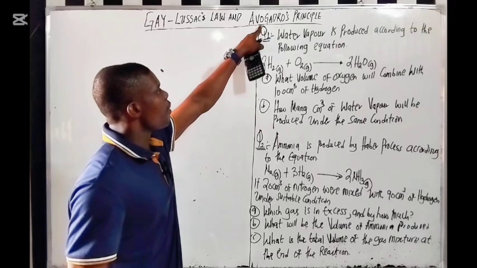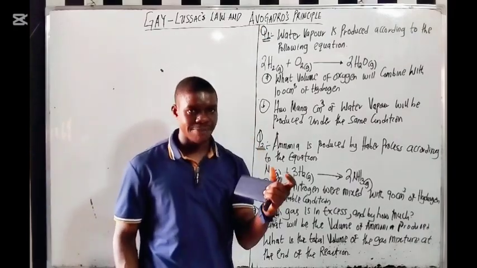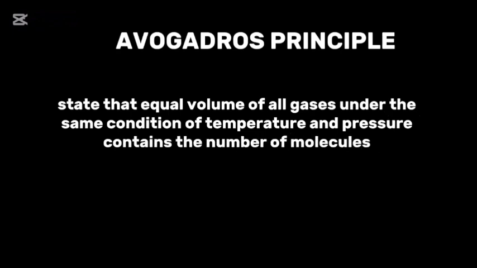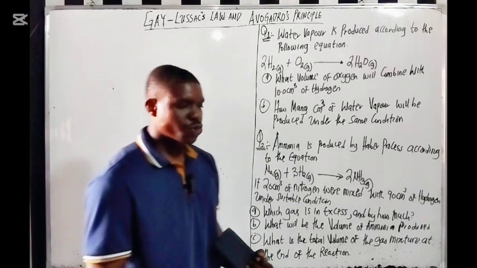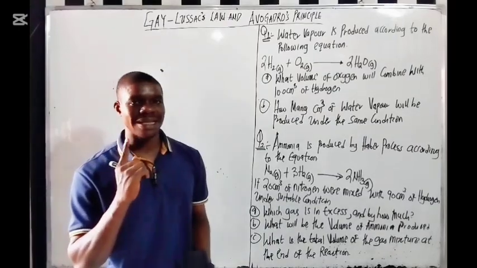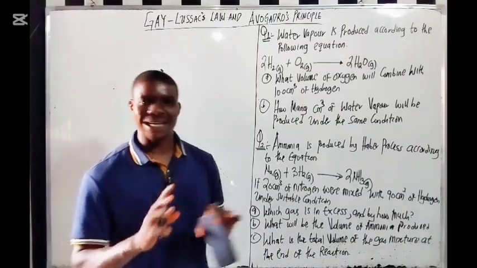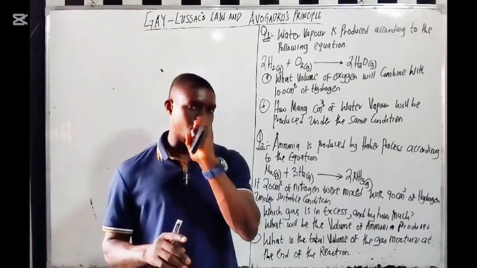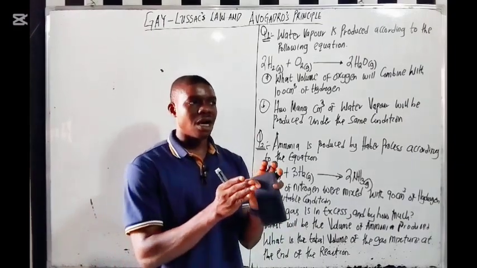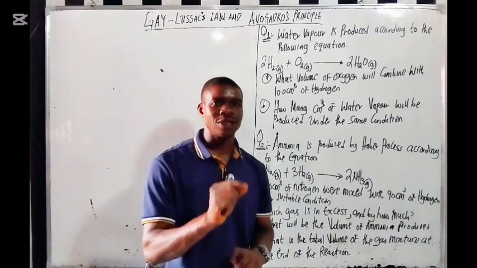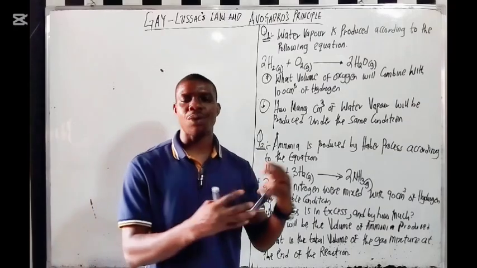So look at Avogadro's principle. I'm going to explain the two of them at the same time here. Avogadro's principle states that equal volumes of all gases under the same conditions of temperature and pressure contain the same number of molecules. What you want to understand here is that Gay-Lussac's law and Avogadro's principle affect only gases, and most elemental gases exist as diatomic molecules. So this principle affects only gases. You are talking about only gases.